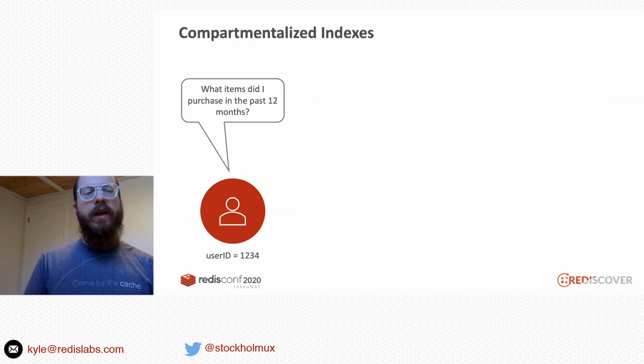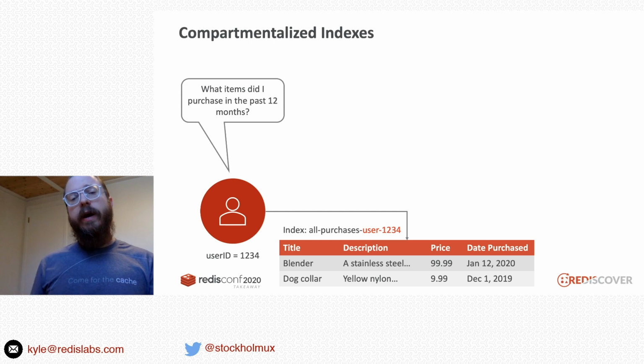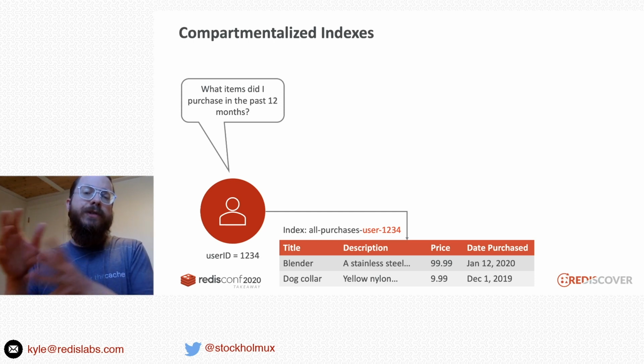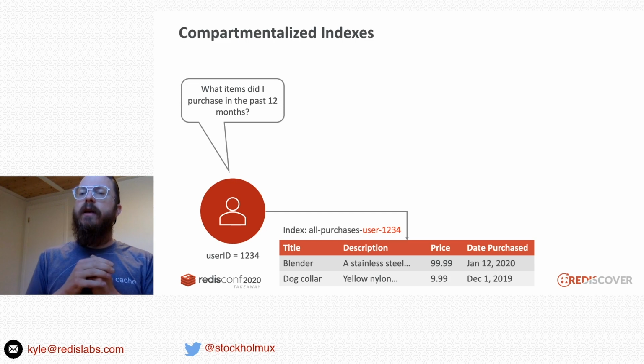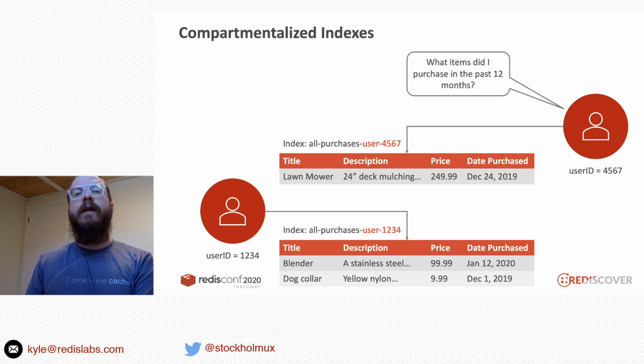So the way you fix this, and this is not unique to Redisearch, is you can do what's called a compartmentalized index. Asking the same question, you have a deterministic way of matching it to a particular index. So you're going to look in the index of all purchases for user 1234, which is a small subset of the whole of all the purchases, right? So it can be very small, and that user is only looking in his or her own index. Now, what happens when user 456 comes along? They are going to go ahead and look in their specialized index.